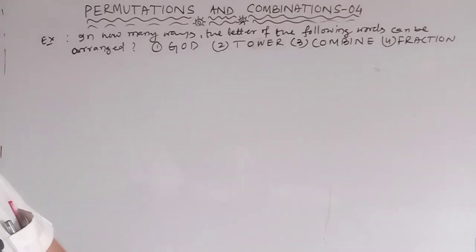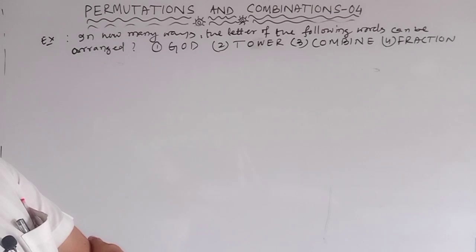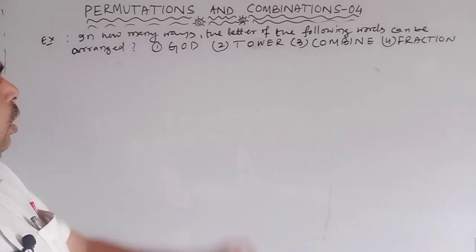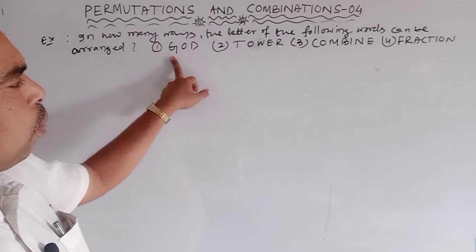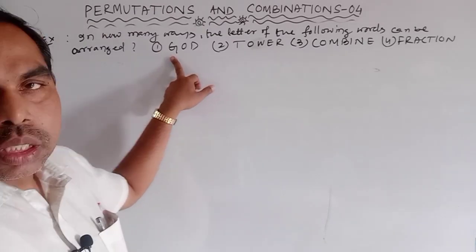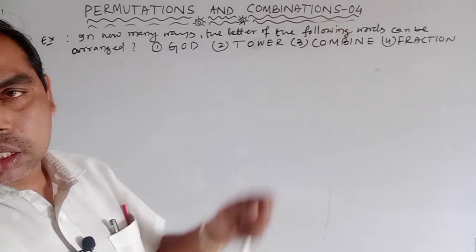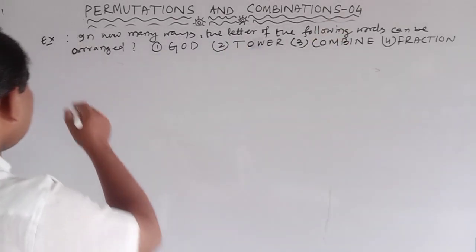Next question. In how many ways can the letters of the following words be arranged? Question 1, God. Next 2, tower. 3, combine. 4, fraction. Okay, so solution.